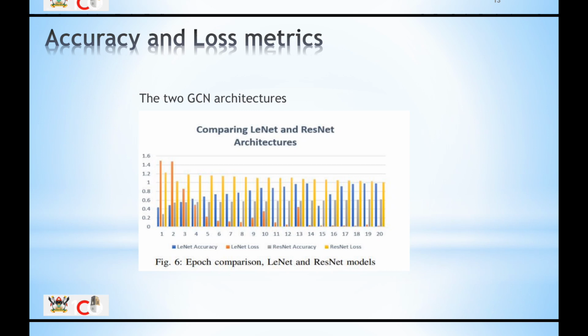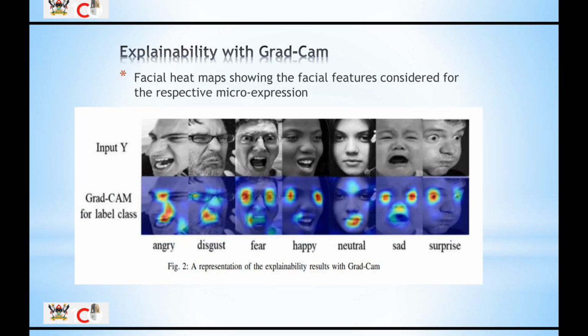However, it was easier to implement explainability in the ResNet architecture, which is what we did. As I'll later take you through, we employed GradCam with TF explain in our ResNet architecture. So this visualization is a representation of explainability results with GradCam. So the facial heat maps show what the model based on to classify the facial expression as it was classified.